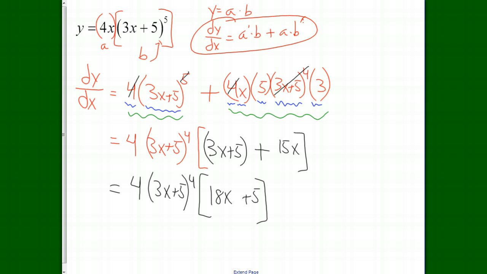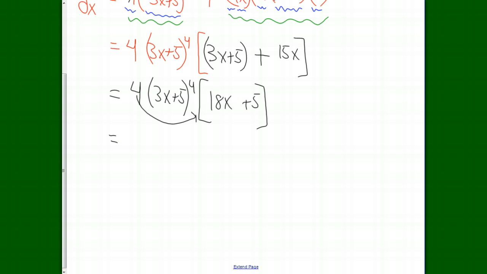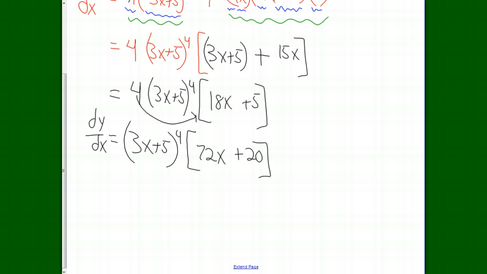Okay, and we can go one step further by distributing this 4 into that bracket. So let me raise the page up a little bit. So what we have is 3x plus 5 to the 4th power, multiplied by the quantity of 4 times 18, 72x, plus 20. And now we are done. This is our derivative, dy over dx.